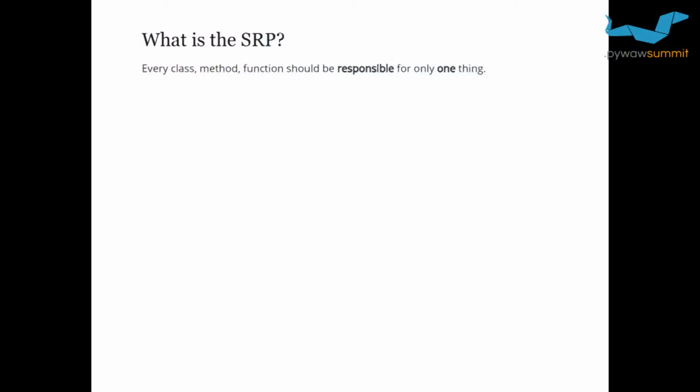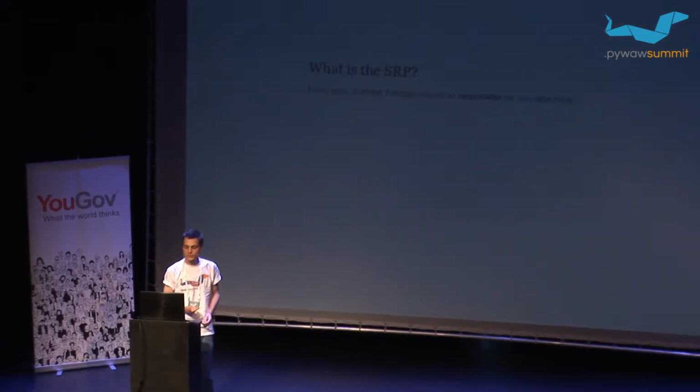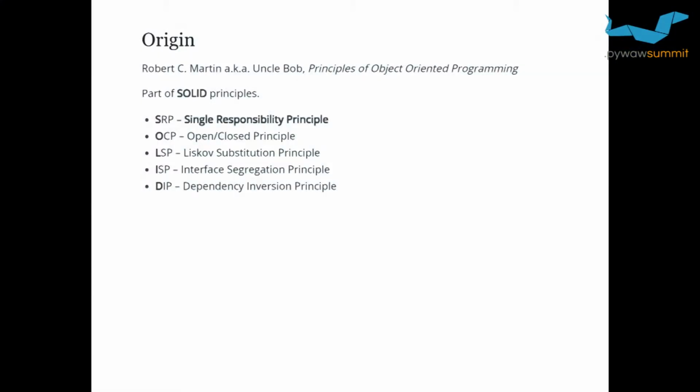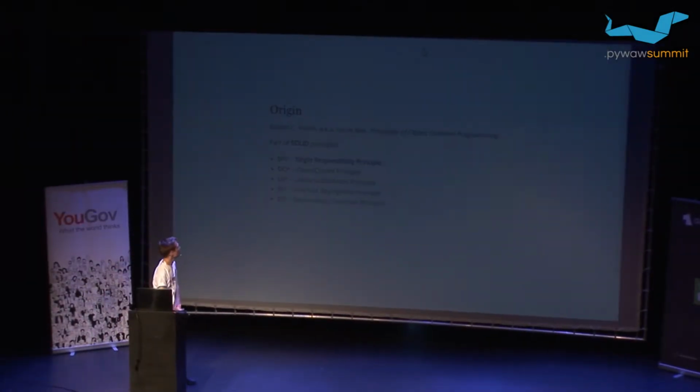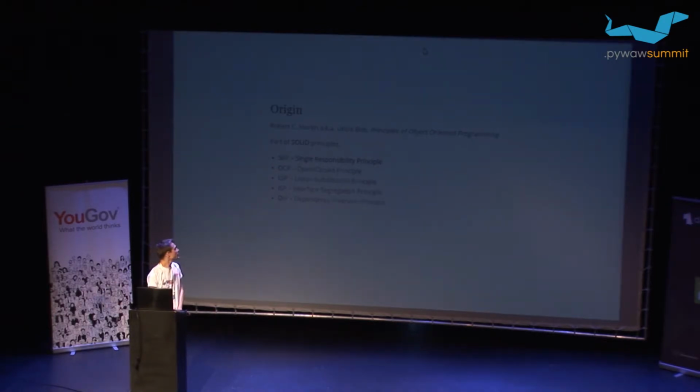Okay, so that's right. I'm going to be talking about the single responsibility principle. It's a principle which states that every class, every method, and every function should be responsible for only one thing. And where did it come from? The term single responsibility principle was first introduced by Uncle Bob, Robert Martin.